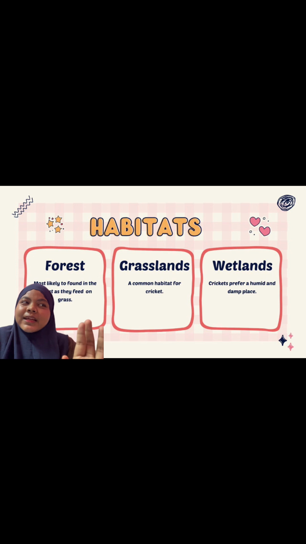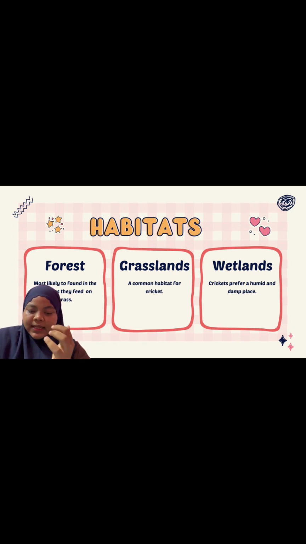Crickets inhabit various places. They are most likely to be found everywhere. However, these are some of the habitats where they are most likely to be found, which is forests. Because they feed on grass and flowers, it is easier to find crickets in the forest. The forest also has wood, so it is easier for the crickets to hide from predators.